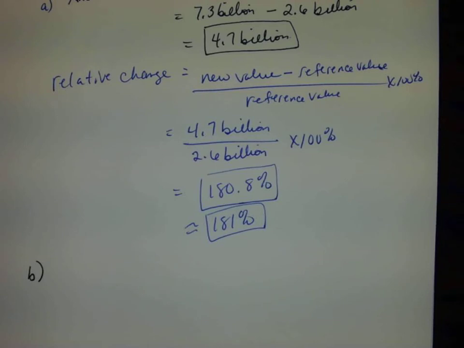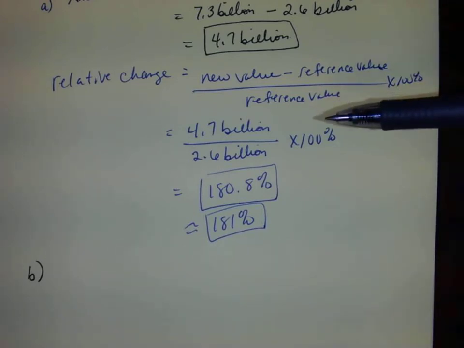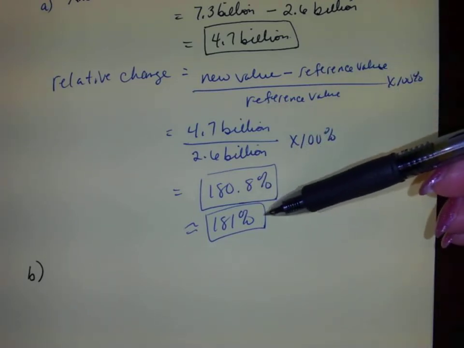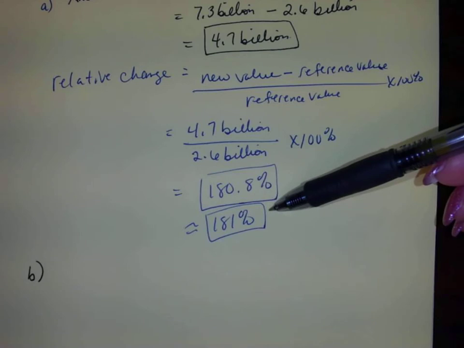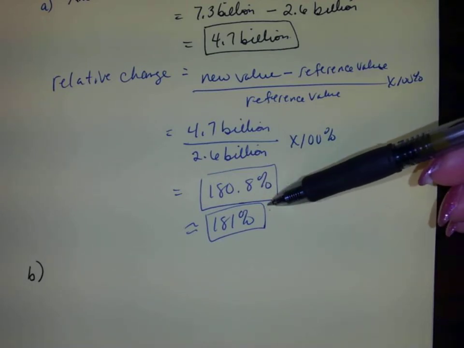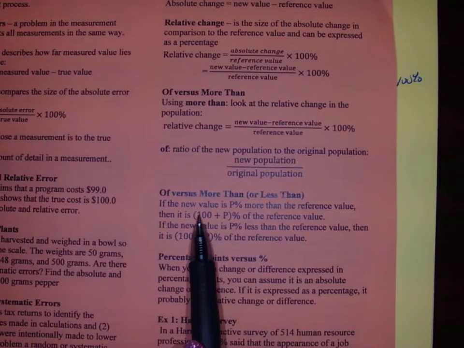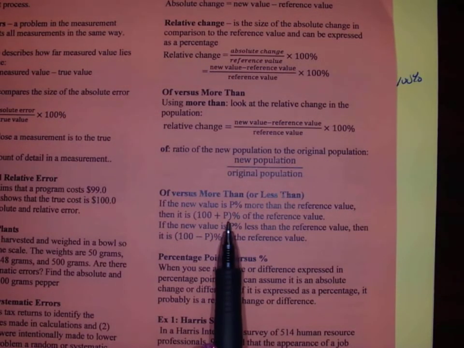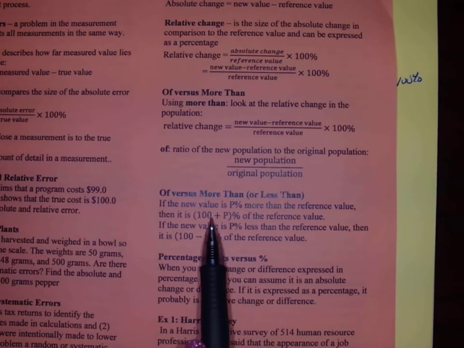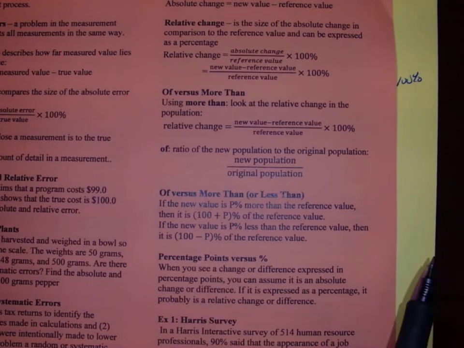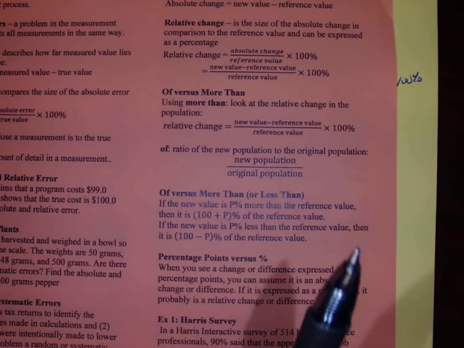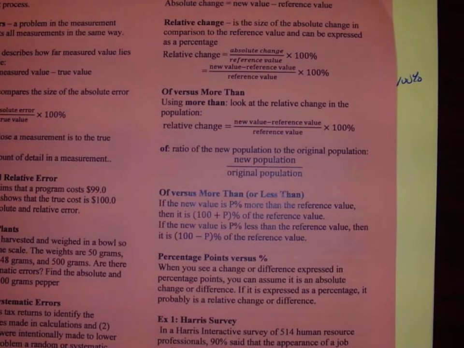Part B says to express this change with an of statement. So if the world population in 2015 was 181% more than the world population in 1950, if you recall, for that of statement, we take 100 plus our p%. So if it was more than, we add. If it's less than, it's minus. Now in this case, we are percentage more, right? So we'd be the same percent plus we've gained this.